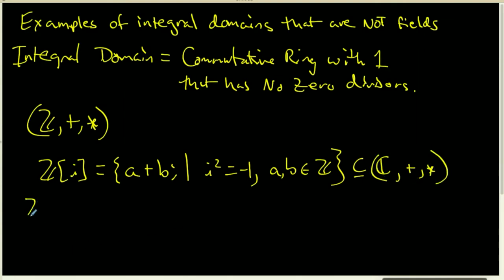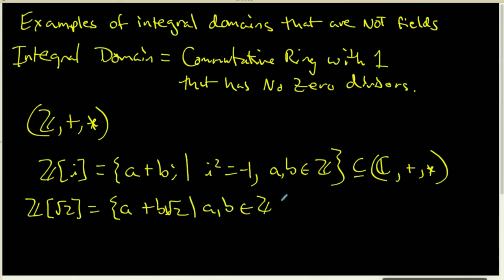We also looked at integral domains that looked like Z adjoined with the square root of 2, and this was the set a + b times the square root of 2, where a and b were pulled from the integers, and this is a subset of the real numbers, and it is a subring under the same addition and multiplication that you have inside the set of real numbers.